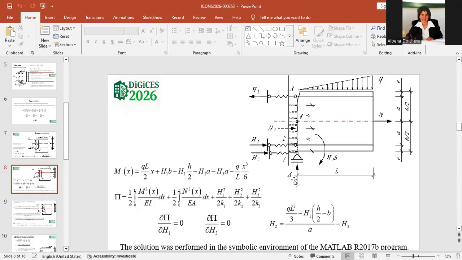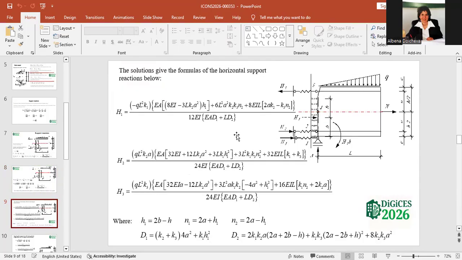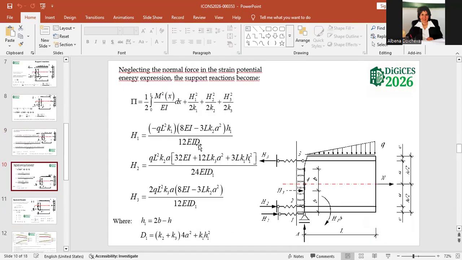We use the symbolic environment of the MATLAB program. And finally, we have the equation of the three support reactions. Here in this equation, we have information about the geometry of the beam and about the material properties of the beam. If we neglect the normal force in the strain potential energy of deformation, the support reactions are given here in the next slide.